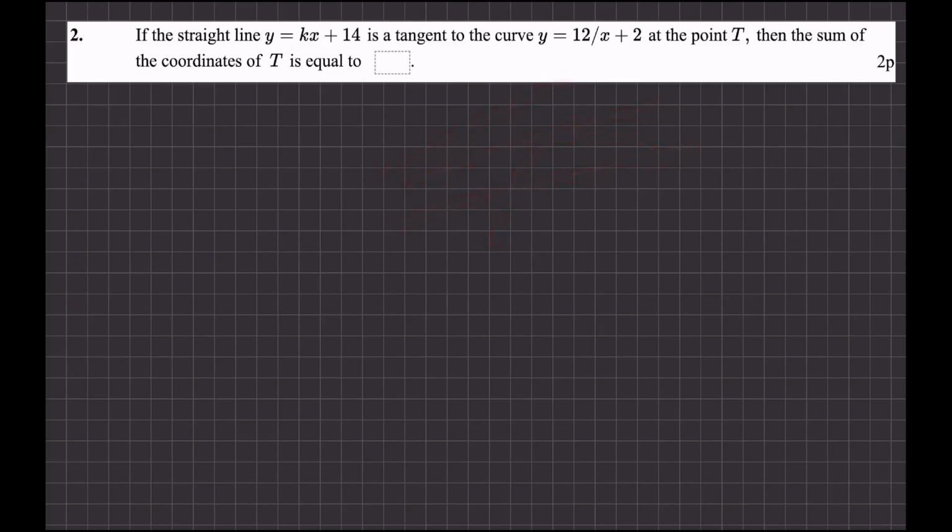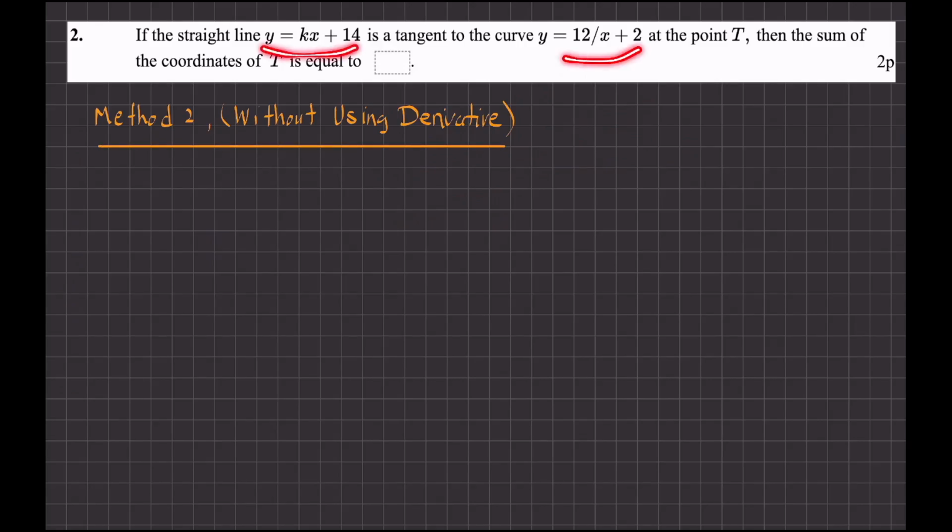Okay, so I want to use this idea. So method 2, without using derivative. Okay, so the solution is based on the intersection point between this line and this curve. So in principle I want to find the intersection point between the line and the curve. So you know what to do. You need to set up a system. One equation of the system is the equation of the curve, and another equation of the system is the equation of the line, and then you look for the intersection point.